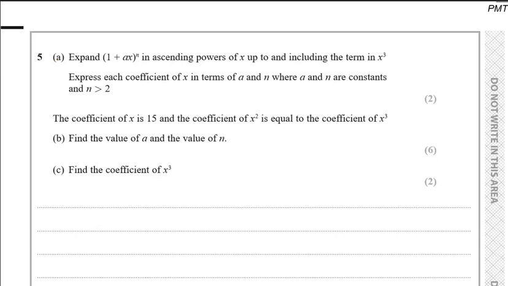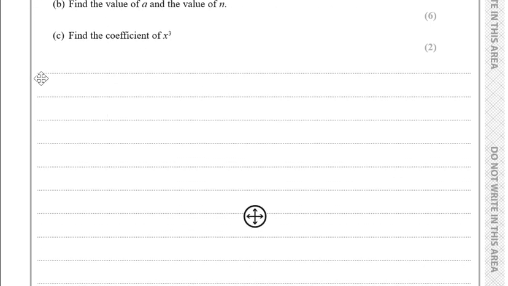Hi everyone, this is question number 5 of June 2021 paper 1. So the question begins by saying: expand (1 + ax)^n in ascending powers of x up to and including the term x^3. Express each coefficient of x in terms of a and n, where a and n are constants and n is greater than 2.